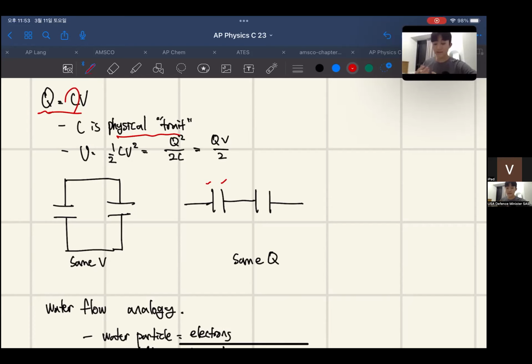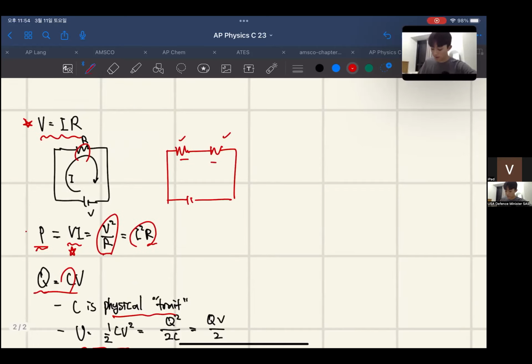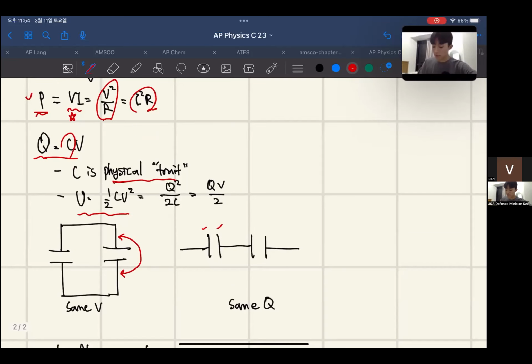And finally, V is, as you know, voltage. What voltage is it? It's the voltage across the capacitor. So now you have the formula Q equals CV. And also, you can calculate the energy stored in the capacitor by using the formula U equals 1/2 times CV squared. Now, similar to P above, you can use the formula Q equals CV to change U equals 1/2 times CV squared into either Q squared over 2C or QV over 2.